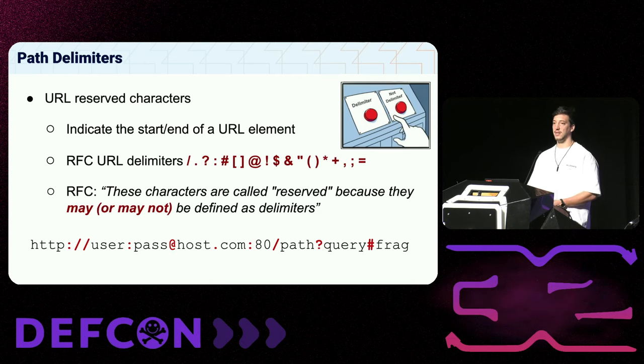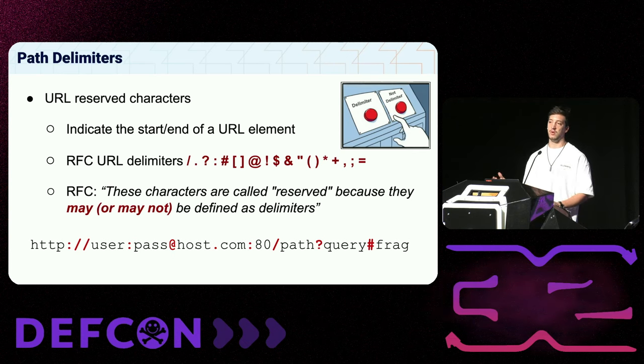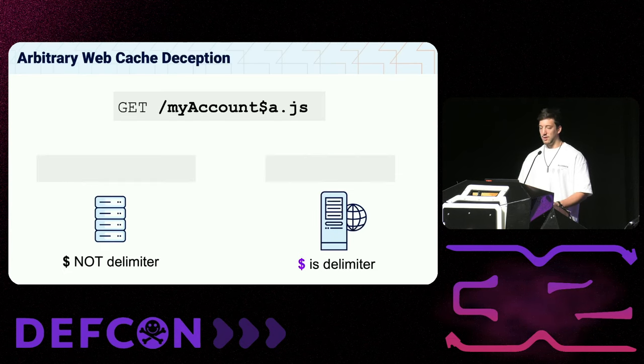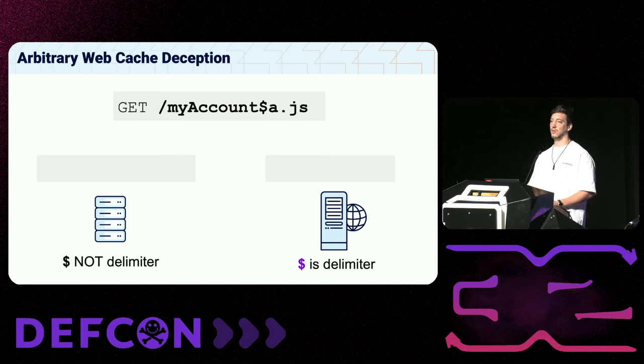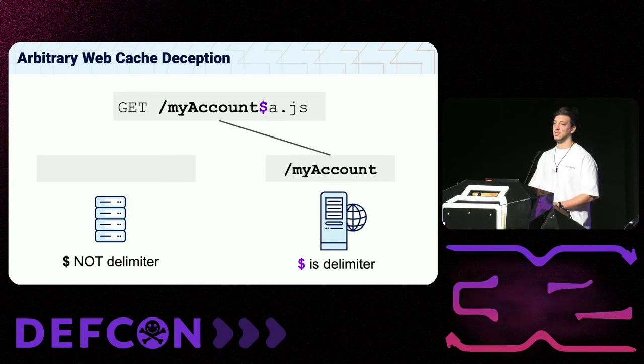The problem is that the RFC says that any of these characters may or may not be used as delimiters. So each implementation can choose new delimiters, and this could create some discrepancies. Let's say we find a server that is using a cache proxy and that is using the dollar sign as a delimiter. Then if we send a request to /myaccount$a.js, this is just going to be interpreted as my account because of the delimiter.